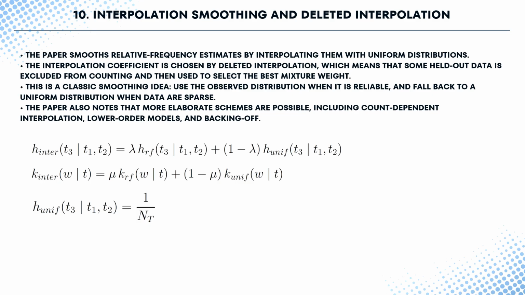The fourth point is that more elaborate schemes exist. The paper mentions count-dependent interpolation, lower-order models, and back-off strategies. This shows smoothing is a broad and important topic in NLP. So to summarize, RF alone will result in the zero probability problem. Smoothing fixes this issue, and interpolation balances data and uncertainty. This makes the model robust and usable on real-world data.